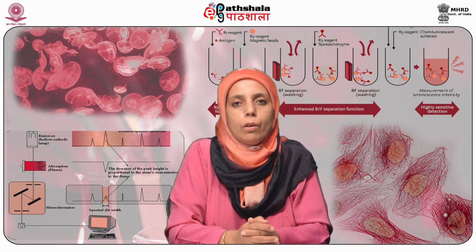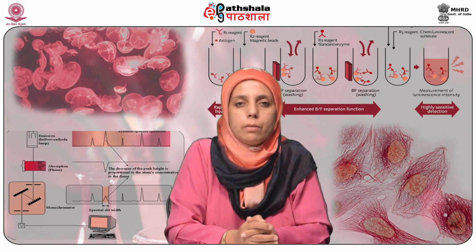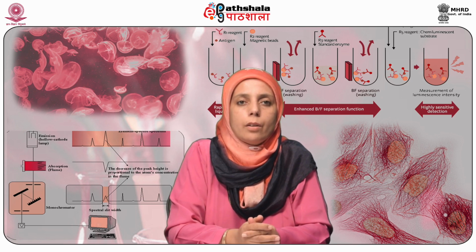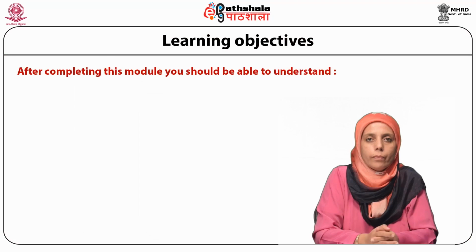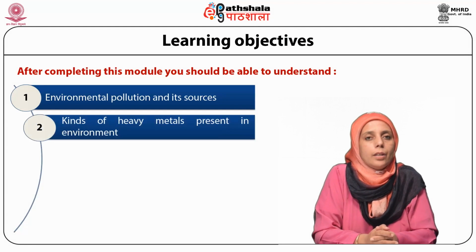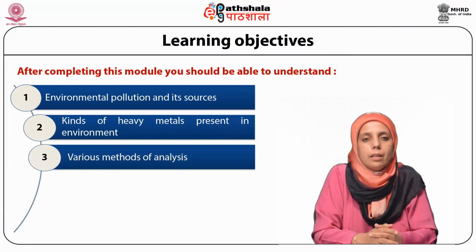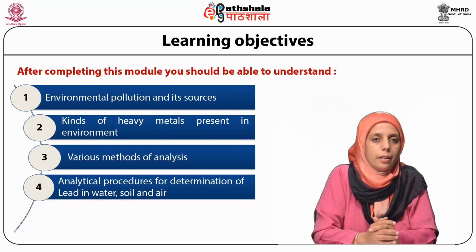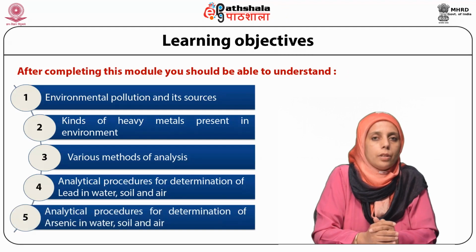Today we are going to talk on the module Analysis of Environmental Pollutants by Atomic Absorption Spectrophotometry under the paper Atomic Absorption Spectroscopy. After completing this module, you should be able to understand what is environmental pollution and what are its sources, the kind of heavy metals present in the environment, various methods of analysis, analytical procedures for determination of lead in water, soil and air, and analytical procedure for determination of arsenic in water, soil and air.